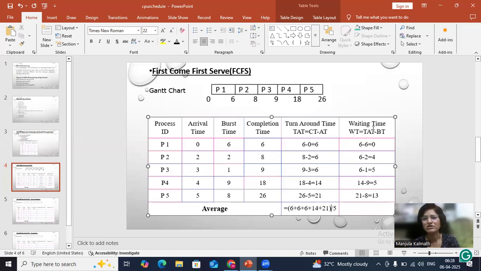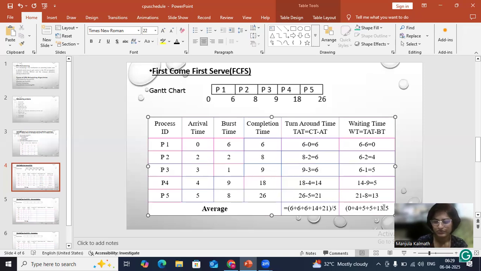And like that, here we have the waiting time. The first process is not waiting at all. It starts from the second. The second process will be waiting for 4 units, and this one will be 5 units, 5 units. And the last process will be waiting for 13 units. So the waiting time is 0 plus 4 plus 5 plus 5 plus 13 divided by 5. This is the average waiting time.